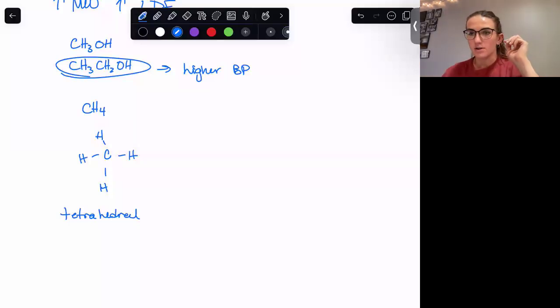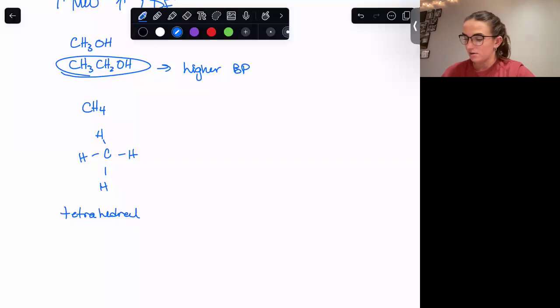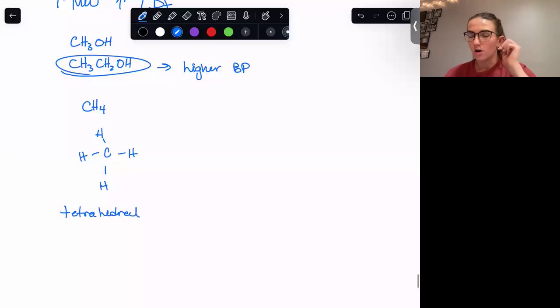So in this case, since all of our bonds are the same, right, it's always a carbon attached to a hydrogen, any dipole moments that may exist would cancel out because your vectors are all pointing in equal and opposite directions. So this one is symmetrical.